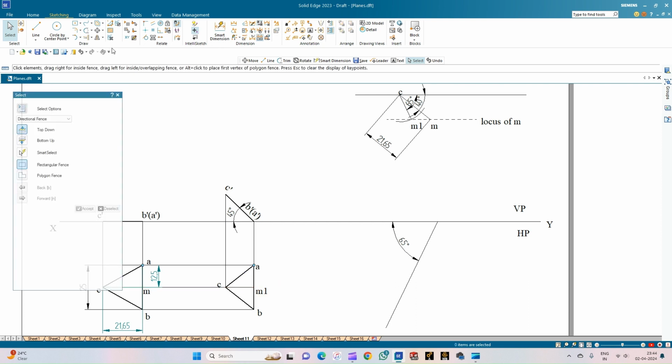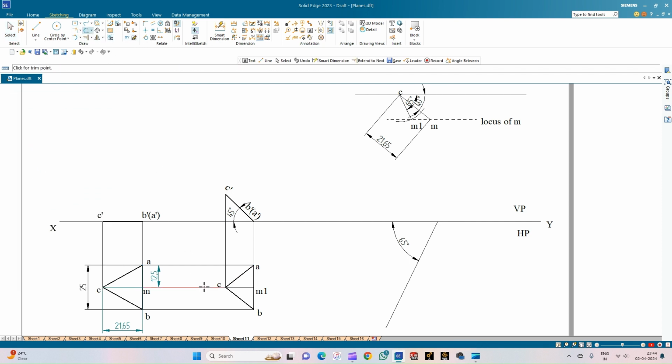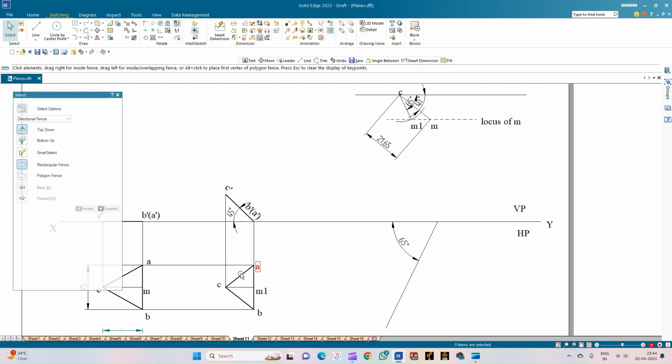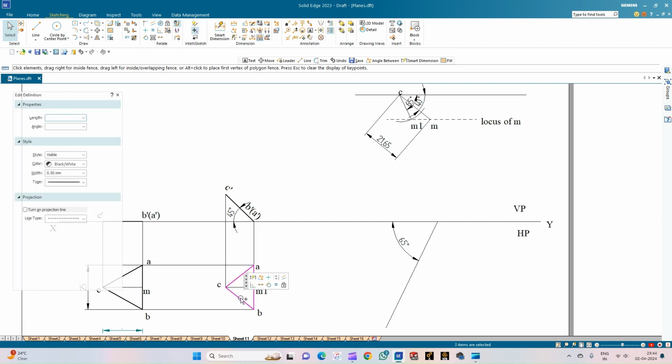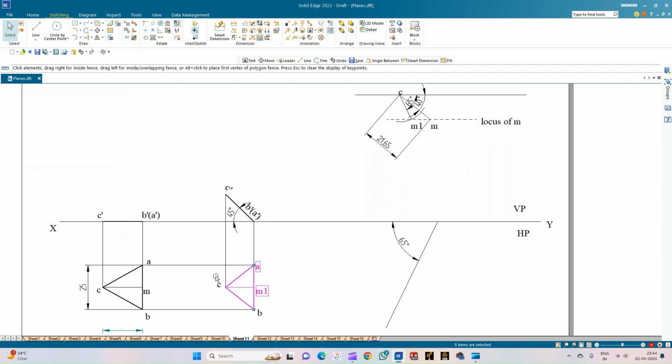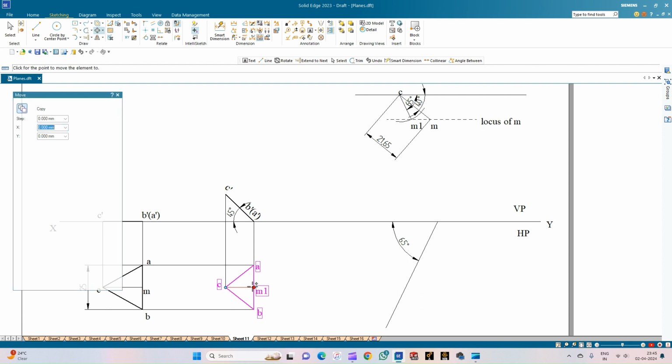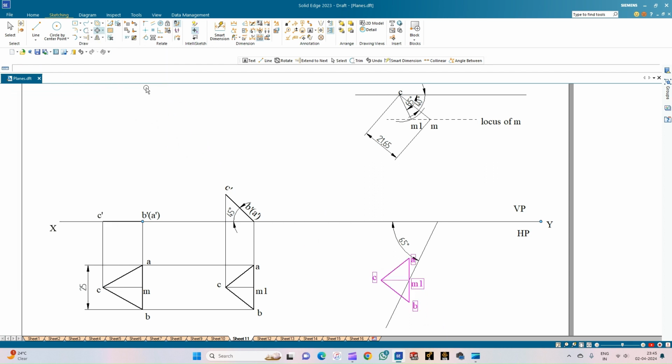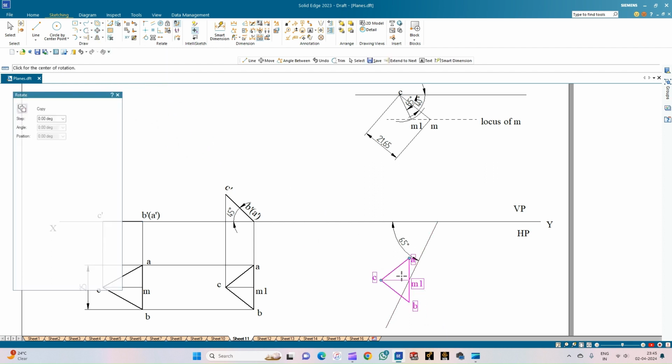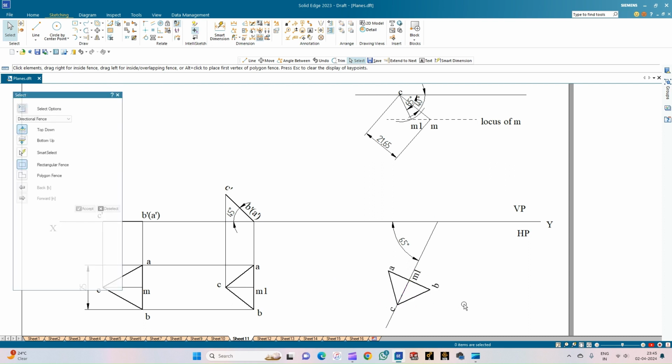Since the median should also be selected, we'll just trim this line for the time being. Select the triangle along with the median and the annotations. Next, select the move option, keeping M dash M1 as the point of reference. Ensure that it is placed exactly on this line drawn at an angle of 65 degrees. Now using the rotate option, since the median is inclined at an angle of 65 degrees, first point of center, second point of center, and rotate the entire triangular plane lamina.